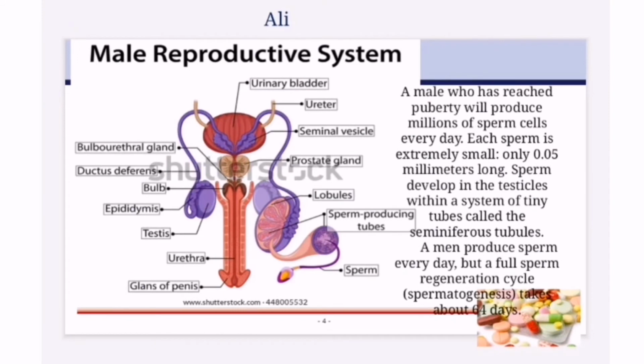Next is the male reproductive system. A male who has reached puberty will produce millions of sperm cells each day. Each sperm is extremely small, only 0.05 millimeters long. Sperm develop in the testicle within a small system of tiny tubes called the seminiferous tubules. A man produces sperm every day, but a full sperm regeneration cycle, known as spermatogenesis, takes about 64 days.